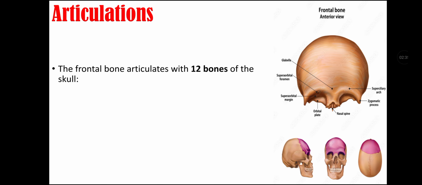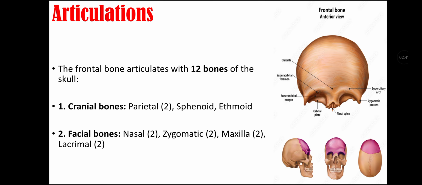Articulations of frontal bone. Frontal bone articulates with 12 bones of skull. It articulates with cranial bone and it also articulates with facial bone. From cranial bone, it articulates with two parietal bones, one sphenoid bone and one ethmoid bone. Talking about facial bone articulation, frontal bone articulates with two nasal bones, two zygomatic bones, two maxillary bones, and two lacrimal bones.